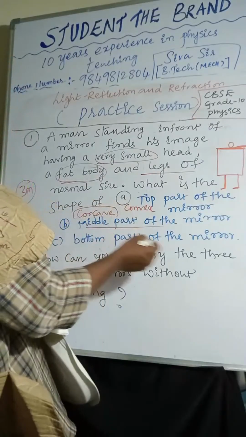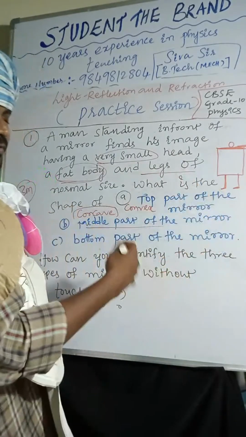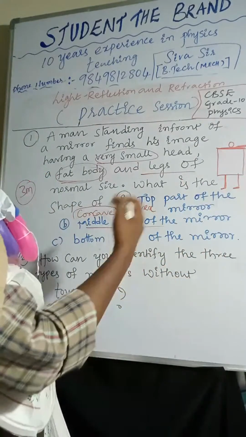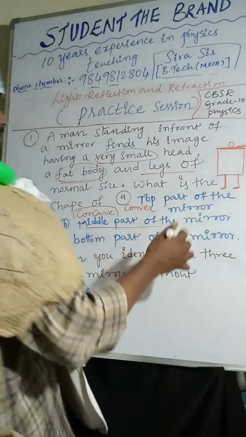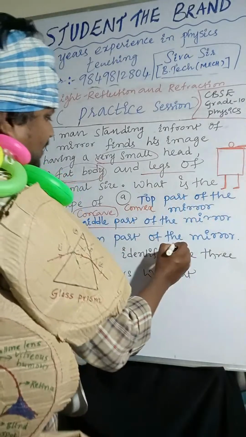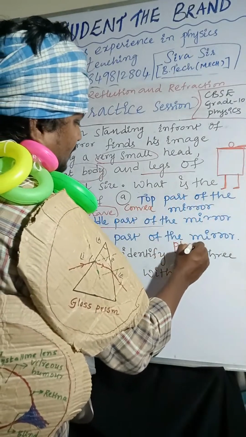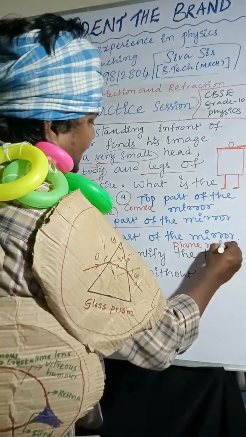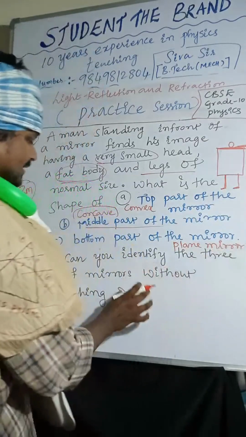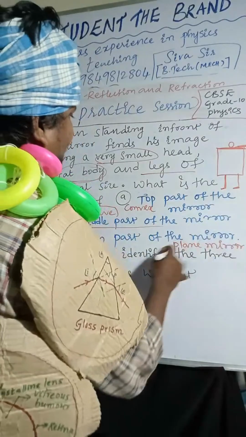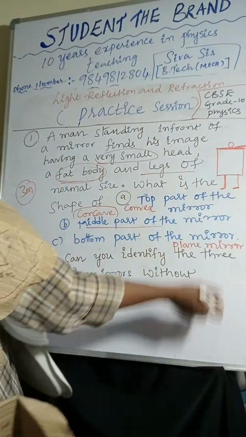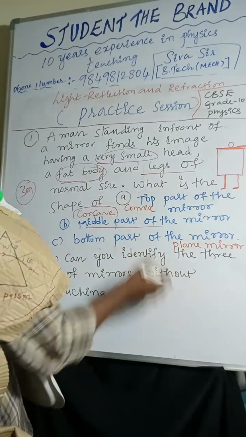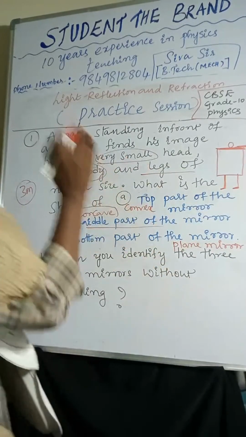Coming to the bottom portion, in a plane mirror we get a virtual, erect image of the same size. Only in a plane mirror do we get a virtual, erect and same size image. So the bottom portion is a plane mirror. This is the answer. The way of asking is different, but it is the same question and the same answer.